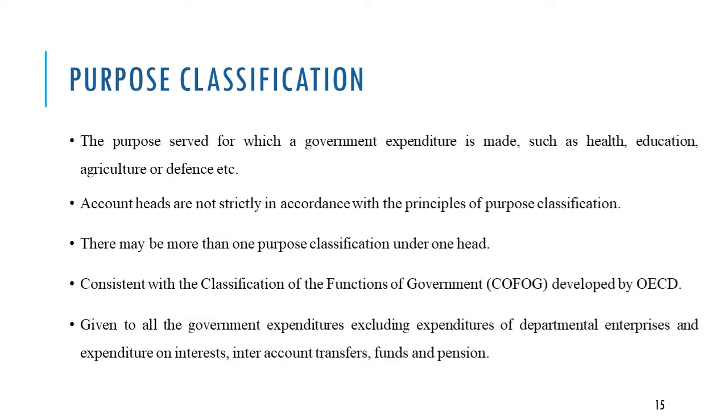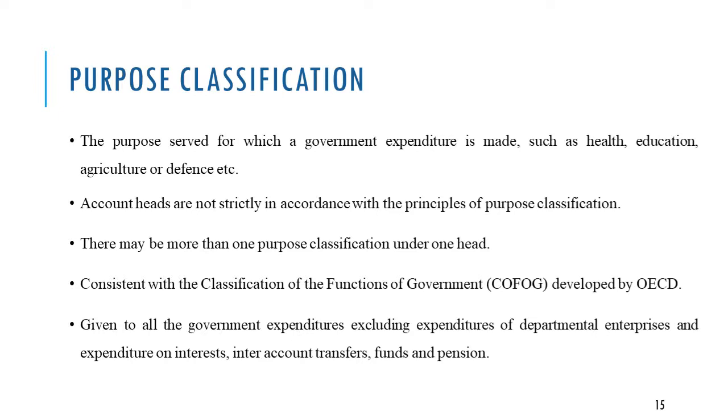Next we shall understand the concept of purpose classification. The expenditures in the budget documents recorded under an accounting head are given a purpose classification to identify the purpose served for which this expenditure is made, such as health, education, agriculture, defense, etc. The purpose classification is consistent with the classification of the functions of government as recommended in GFS Manual and System of National Accounts.